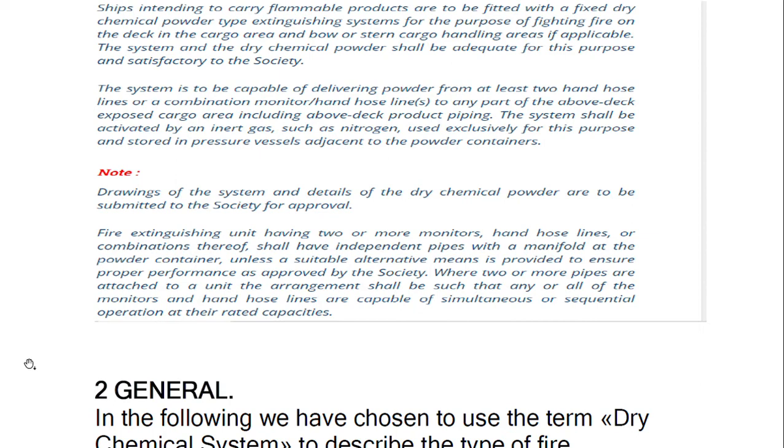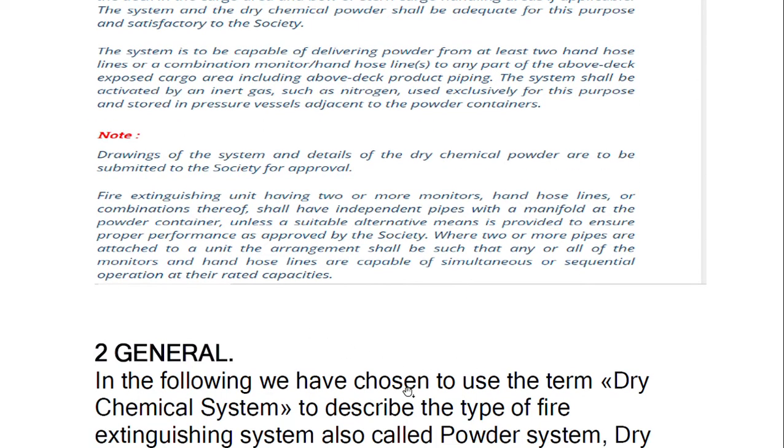Now, drawings of the system and details of the dry chemical powder are to be submitted to the society for approval. It is being done, that is a very common thing. A fire extinguishing unit having 2 or more monitors, hand hose lines or a combination thereof shall have independent pipes with a manifold at the powder container, unless a suitable alternative means is provided to ensure proper performance as approved by the society. Where two or more pipes are attached to a unit, the arrangement shall be such that any or all of the monitor and hand hose lines are capable of simultaneous or sequential operation at their rated capacities.